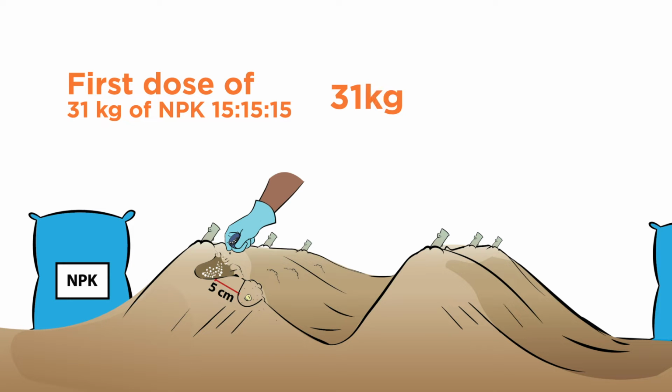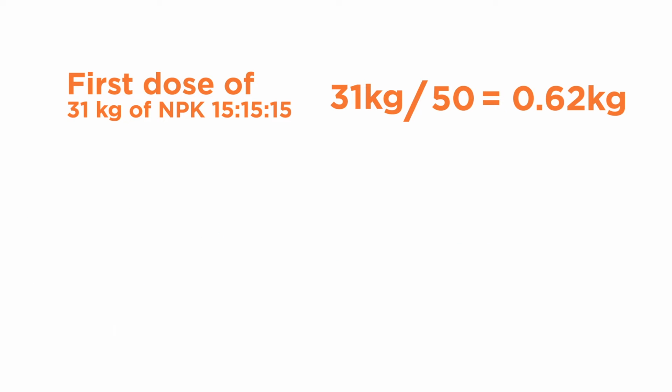That means each row needs to receive 31 kilograms, the total amount of NPK for his field, divided by 50, the number of cassava rows in his field. That is 0.62 kilograms, which is 620 grams. So, each row needs to receive 620 grams of NPK fertilizer. With a simple small hook balance, John can weigh this amount for each row. He can use a small bucket and mark the weight of 620 grams to avoid needing to reweigh each time.